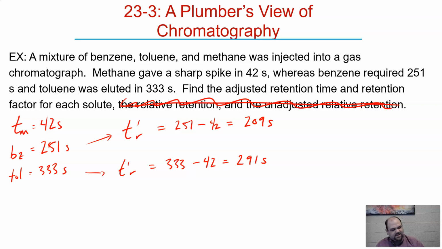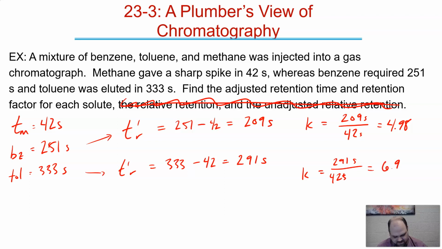All right. So then we need to find k. k for benzene is 209 seconds divided by 42 seconds. So that's 4.98. And k for toluene is 291 divided by 42, 6.93. So those are our adjusted retention times or corrected retention times and the retention factor for these two solutes.